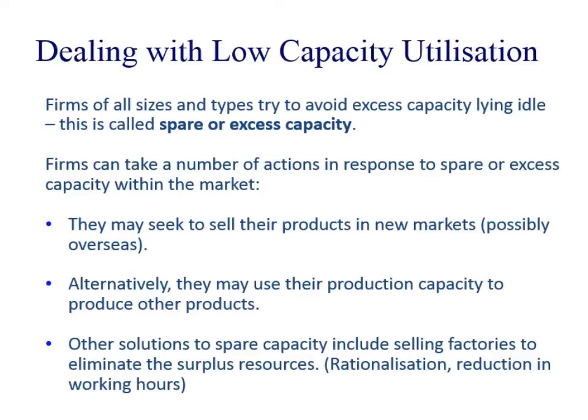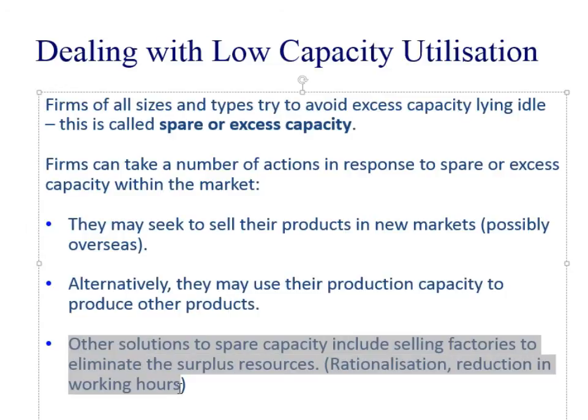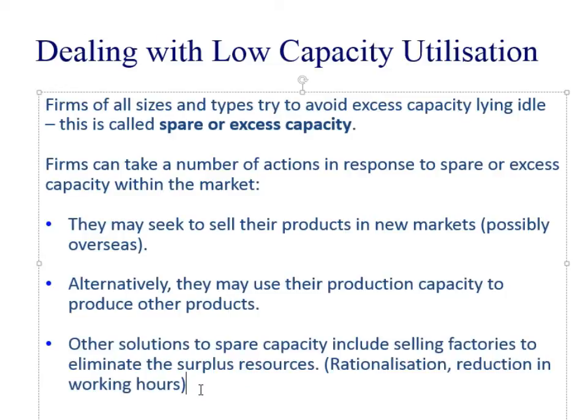So if we have low capacity utilisation, you've got lots of spare or excess capacity. So you might want to increase demand for your products so that you can get more of your machines and more of your workers working. Or you might switch to producing other products. Or you might, in the long run, maybe reduce the number of staff you have, or reduce the amount of space you have, like downsize to a smaller factory.